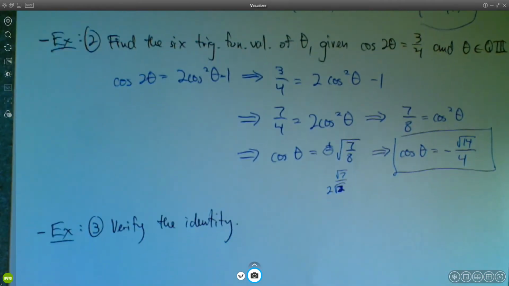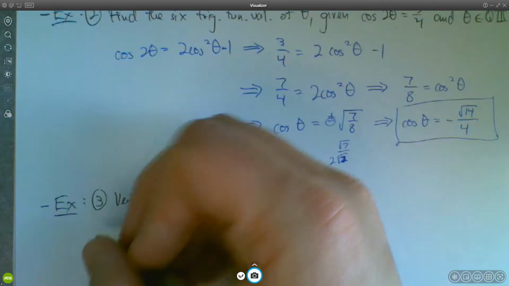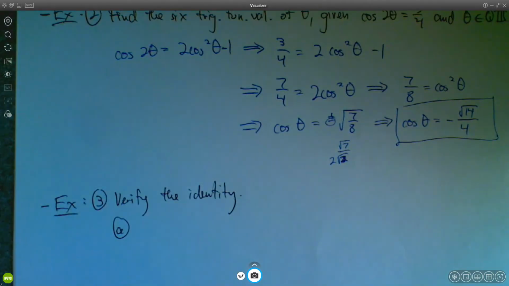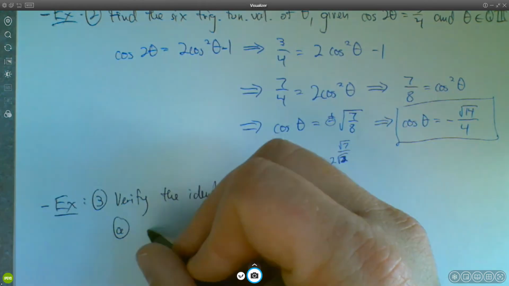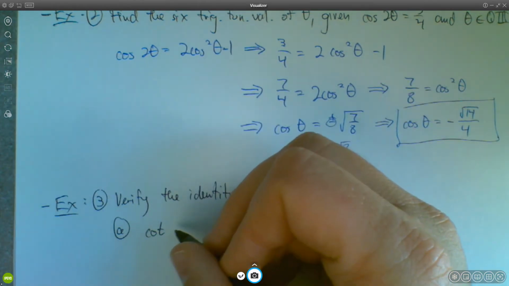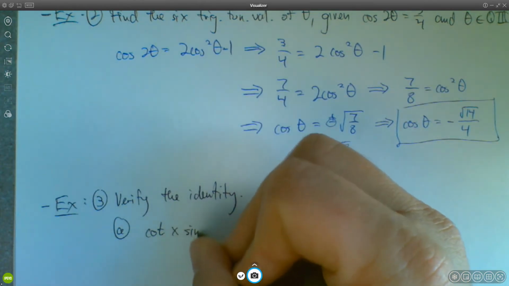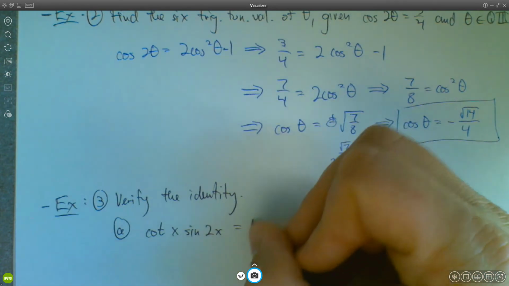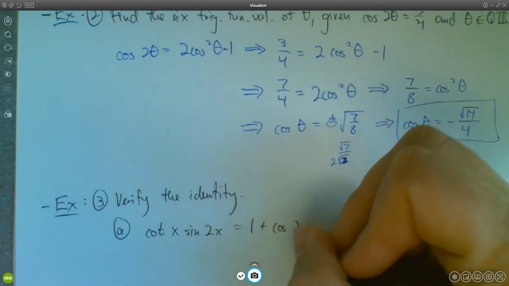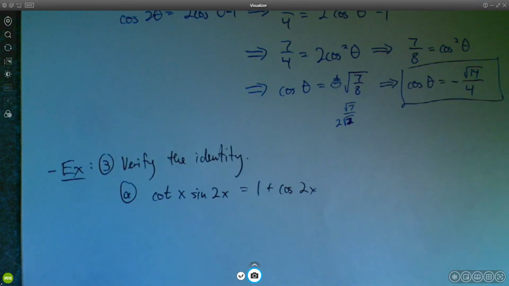So let's see if we can use this information to verify some identities. I should have left more space for myself maybe. But let's see if we can verify that cotangent x times sine of 2x equals 1 plus cosine of 2x. Let's see if we can verify that. Give the video a pause, see if you can do it.